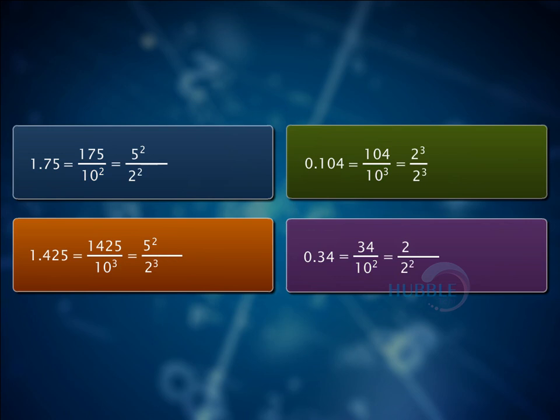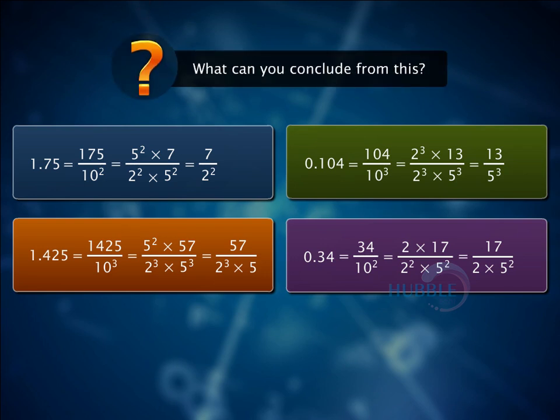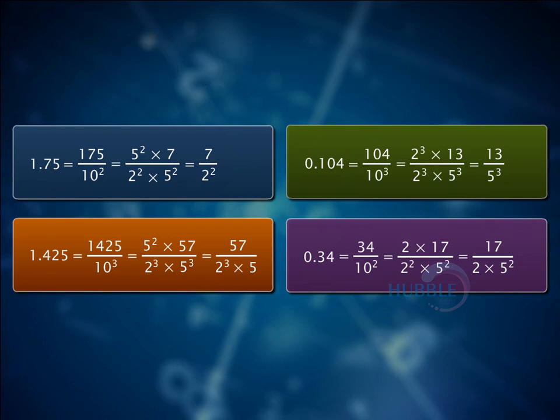Let's factorize and simplify these rational numbers so that the numerator and the denominator become coprime. What can you conclude from this pattern? We can say that a terminating decimal number can be expressed as a rational number whose denominator has only powers of 2 or powers of 5 or both. Let's write this formally as a theorem.